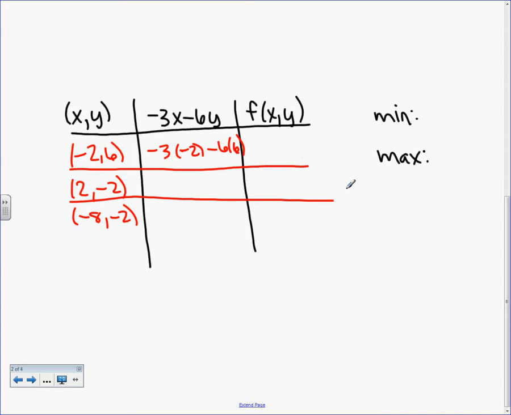Shout it out when you get it. -30, very good. If you don't get it, please stop me or say something, okay?